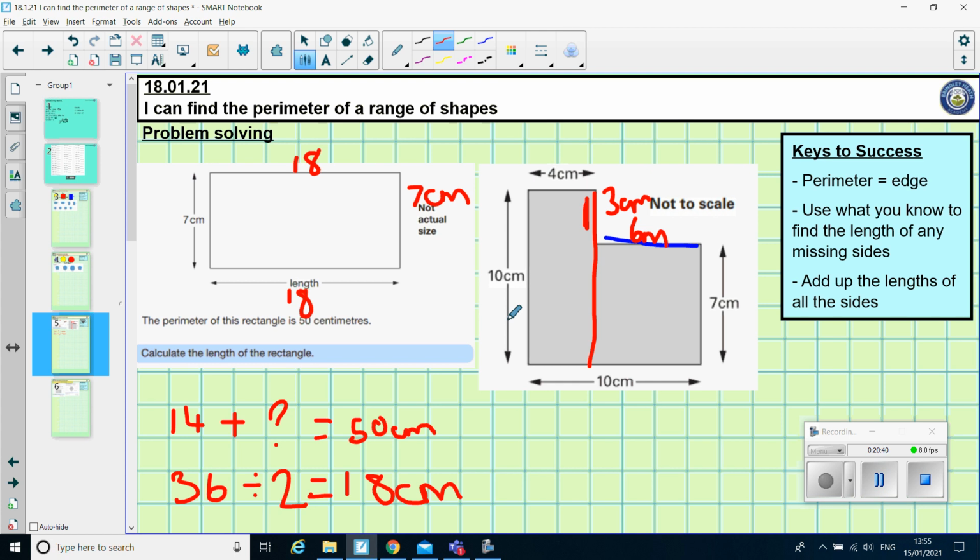Okay, year 6, hopefully you had a go at that. And the answer we were looking for in this question was 40 centimetres. The perimeter of this rectilinear shape is 40 centimetres.